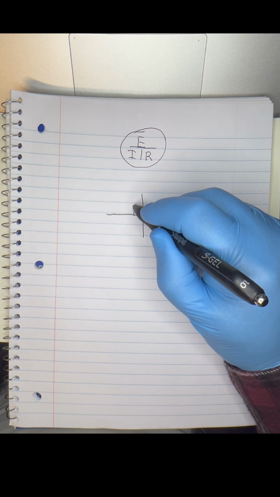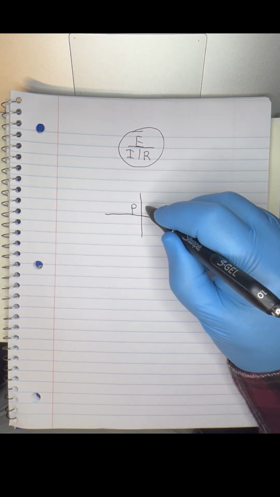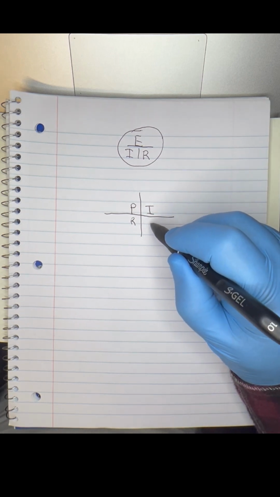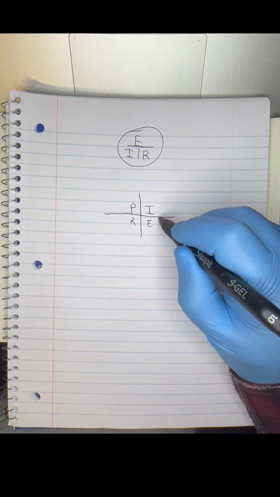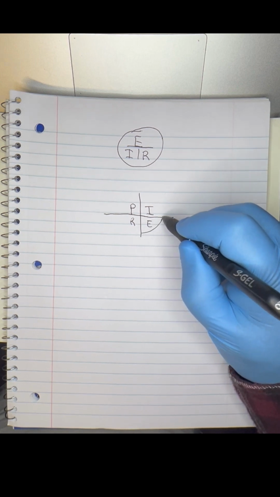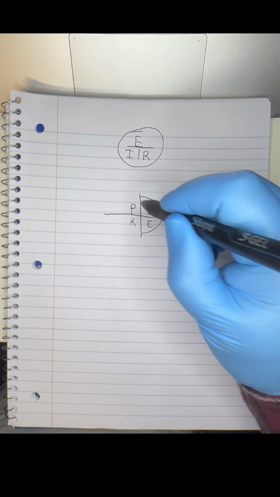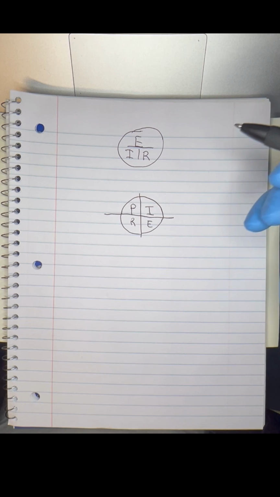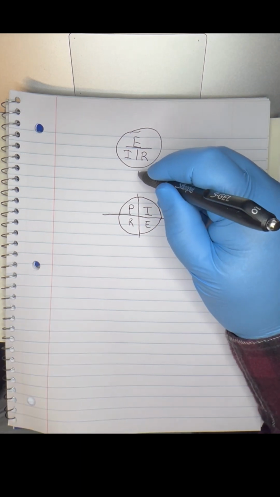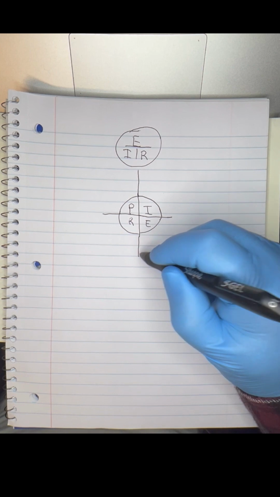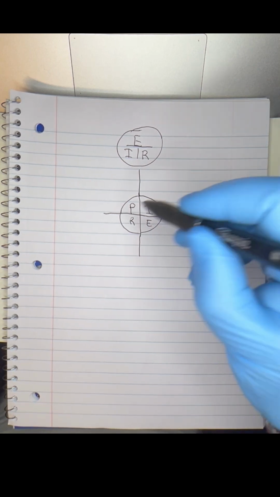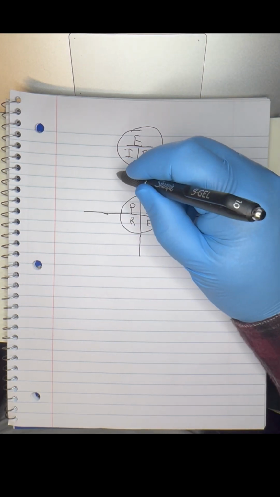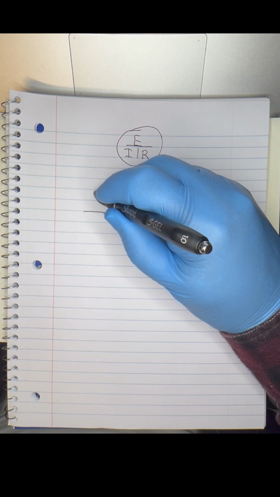So you can start with P for power, I for amps, R for resistance, and E for voltage. And that's your more comprehensive chart for finding Ohm's law. From here, we go full spectrum of formulas, which is basically that.